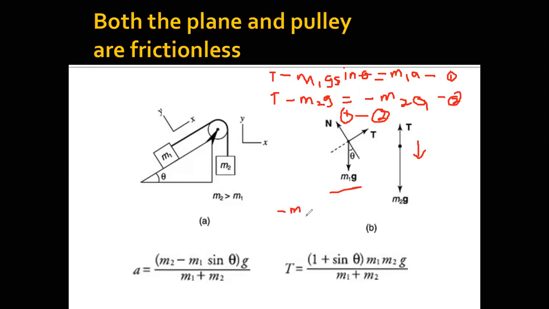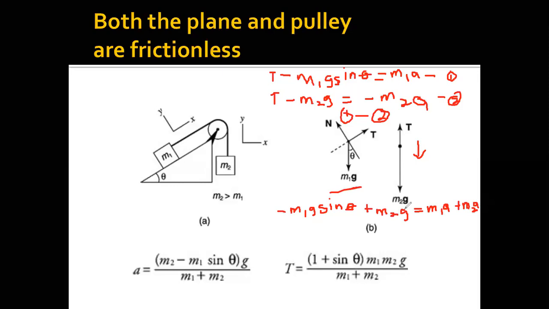minus M1 G sine theta plus M2 G equals to what? M1A plus M2A. Okay, fantastic. So once you have this, we need to make A the subject.